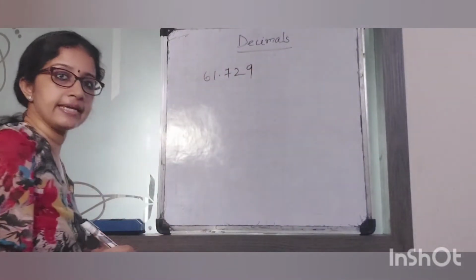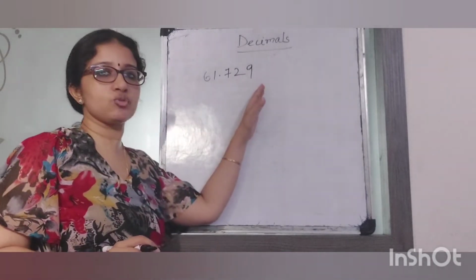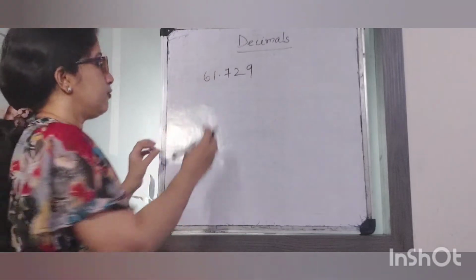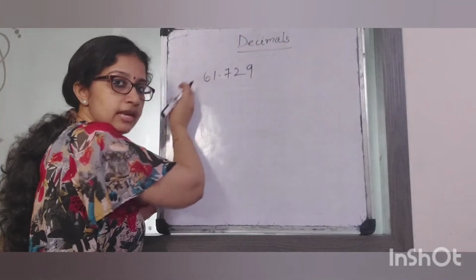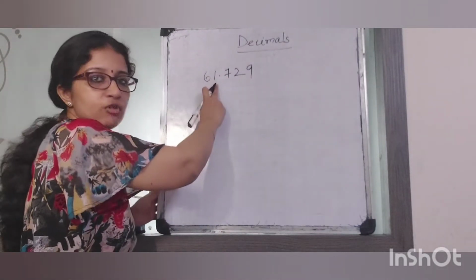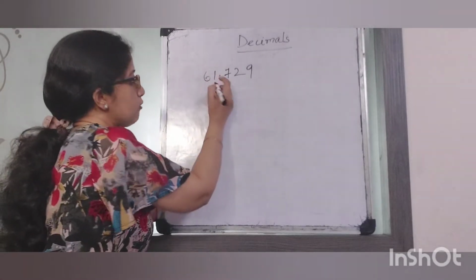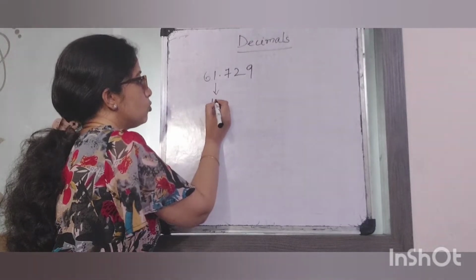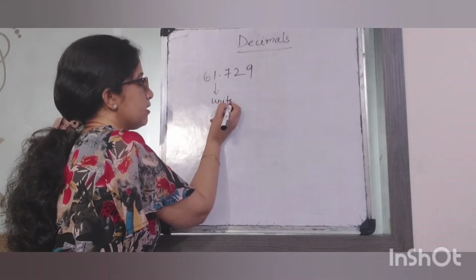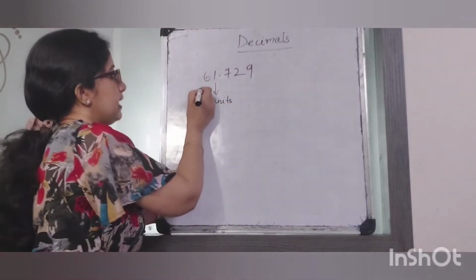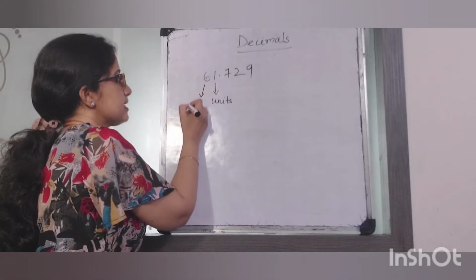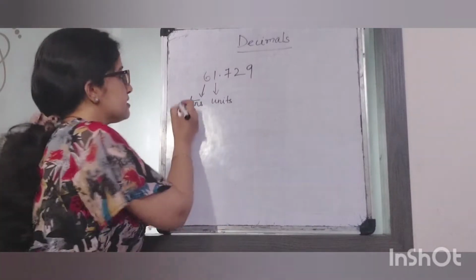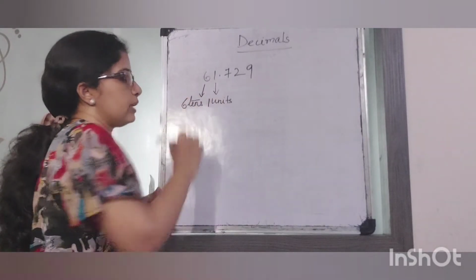Just take a number, okay? 61.729. So how can you write the place values in this number? If you take the digits to the left side, there are two digits, 6 and 1, right? So what is the place value of 1 here? 1 unit, correct? And the place value of 6 is 6 tens. Okay? 6 tens and 1 unit.